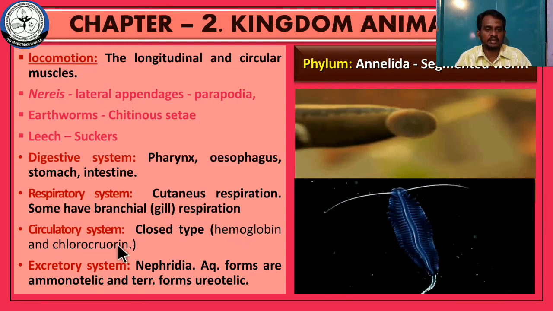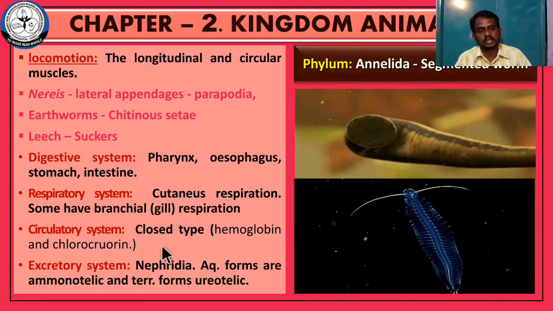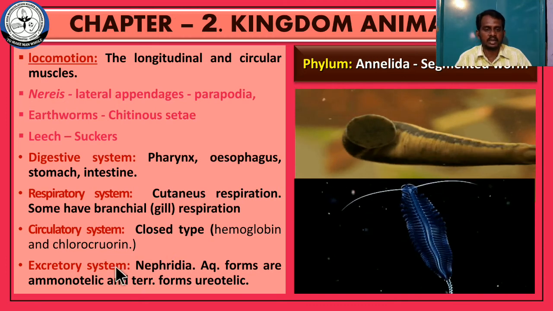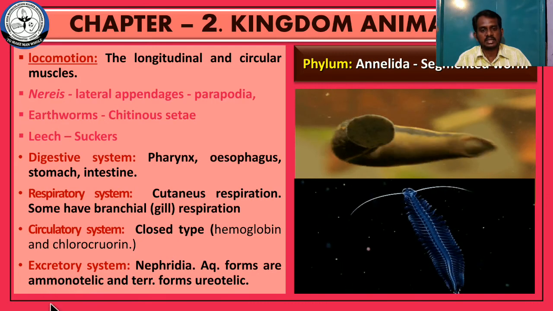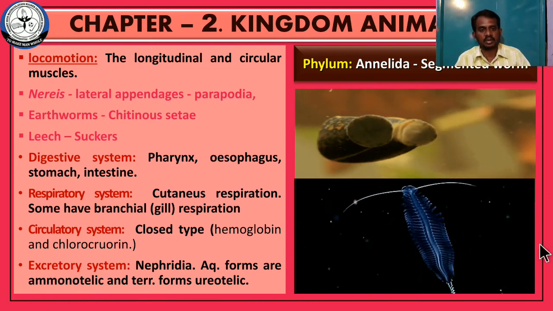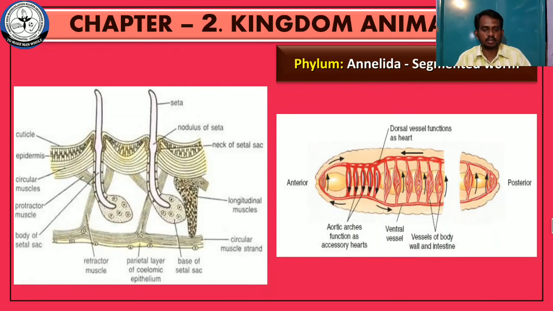There are two types of pigments seen in this blood: hemoglobin and chlorocruorin. Okay. And excretory system: nephridia is the common excretory organ. Aquatic animals excrete ammonia, and terrestrial forms excrete urea as a waste product. This is a picture of circular muscles and longitudinal muscles, and also the structure of parapodia and body setae. And this picture shows the circulatory system of earthworm.